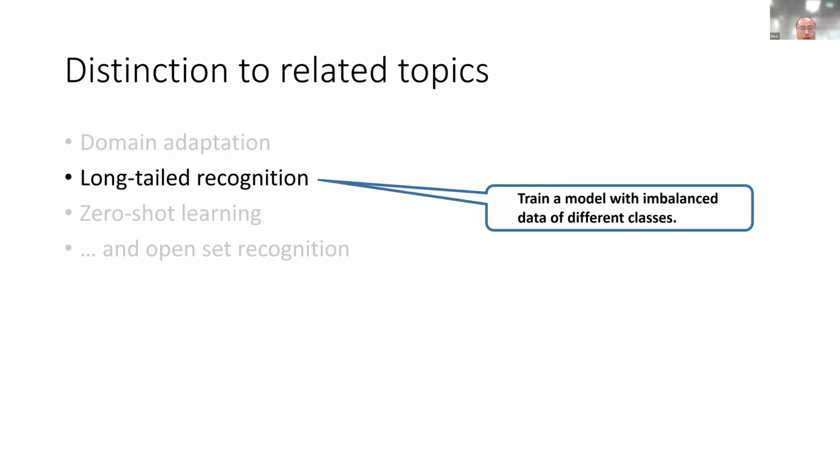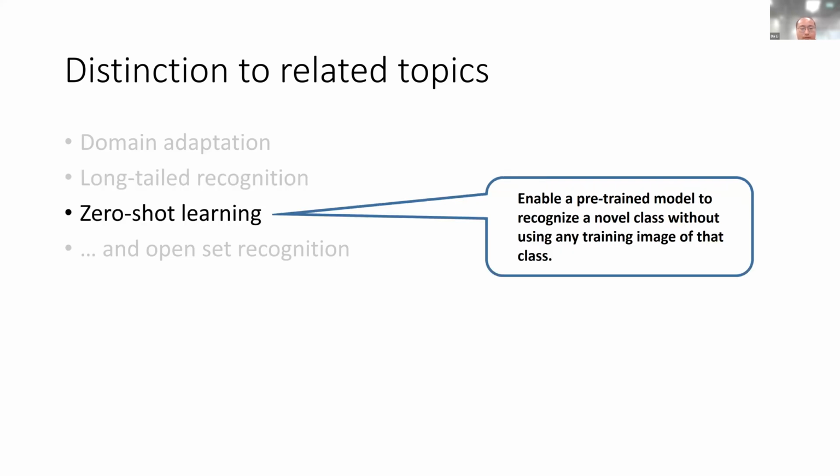And also long-tailed recognition. People typically solve this problem by training a model on some imbalanced data of different classes. Few-shot learning also has this imbalanced data problem if we consider the data amount for the base and the novel classes. But this imbalanced data for few-shot learning actually comes in a sequential way rather than in the training at the same time.